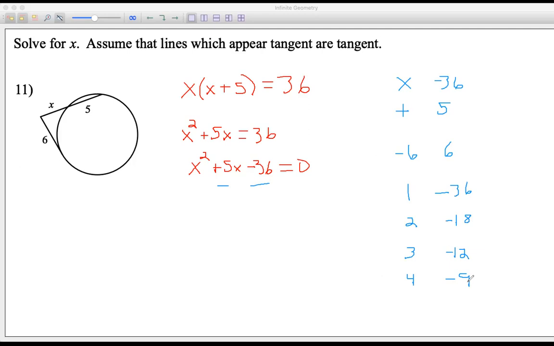Hold on. So is there a way to change that so it would add up to positive 5? And the 9 is positive. There you have your two numbers. Do you see how I did that?